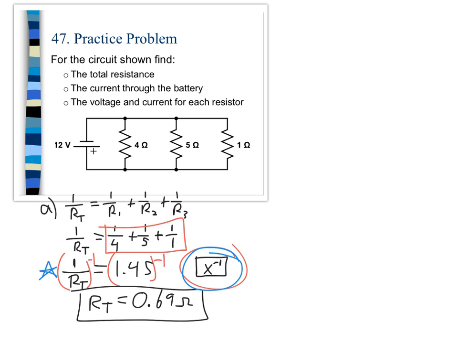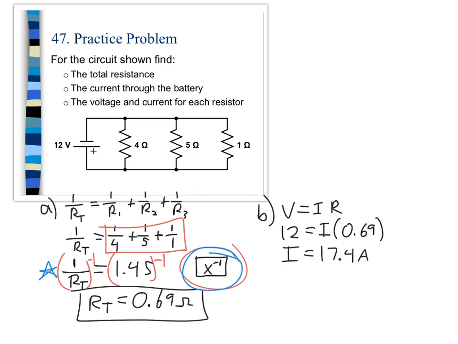All right, let's move on to part B here. For part B, we want to find the current through the battery. Same thing we did last time, we're going to use Ohm's law, V equals IR. My voltage is 12 volts. That's going to be equal to my current times my total resistance. So again, remember we're doing all totals here. I get that my total current, the current flowing out of the battery, is 17.4 amps. That does use the unrounded number for resistance. If you rounded some, you might get a slightly different answer, but it should be pretty close.